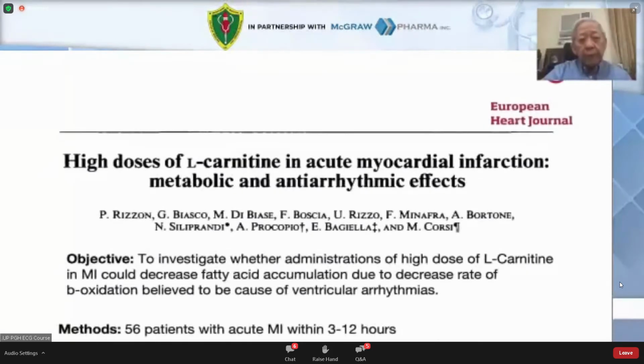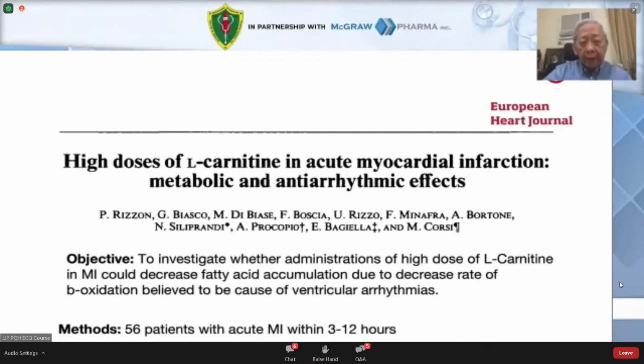The next paper that is considered important, following that animal study, is the one published by Rizon in 1989 in the European Heart Journal. He looked at 56 patients with an acute myocardial infarction within 3 to 12 hours. He gave intravenous L-carnitine every 12 hours for 4 doses and did Holter monitoring for the first 48 hours of his study.